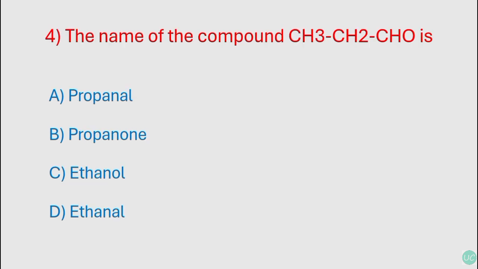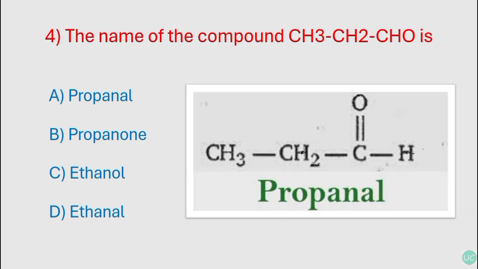Okay, our next question is, the name of the compound CH3 CH2 CHO is. Now as you can see, the CHO group, that is C double bond O and H, is the aldehyde group, and that is at the end of the chain, so that will make it an aldehyde. The carbonyl group is at the end of the hydrocarbon chain, so this will make it an aldehyde, and the suffix for an aldehyde is al. So as this is a 3 carbon chain with an aldehyde group at the end, this will make it propanal.